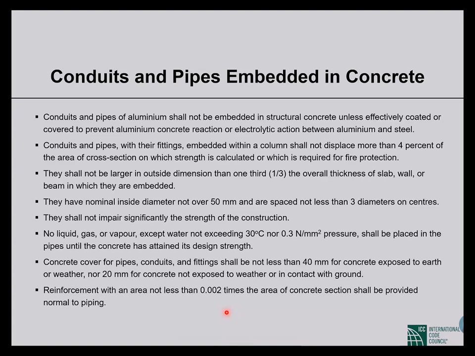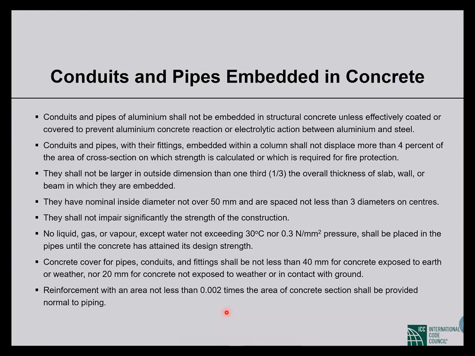No liquid, gas, or vapor except water not exceeding 30 degrees centigrade nor 0.3 megapascal pressure shall be placed in the pipes until the concrete has attained its desired strength. So before 28 days, you cannot start using those pipes by flowing anything other than water. Concrete cover for pipes, conduits, and fittings shall not be less than 40 millimeter for concrete exposed to earth or weather, nor 20 millimeter for concrete not exposed to weather or in contact with ground.